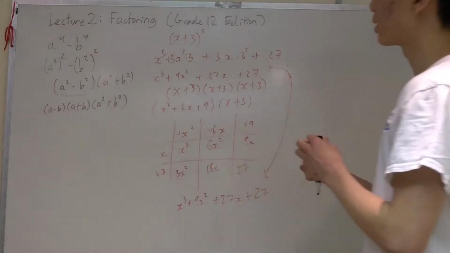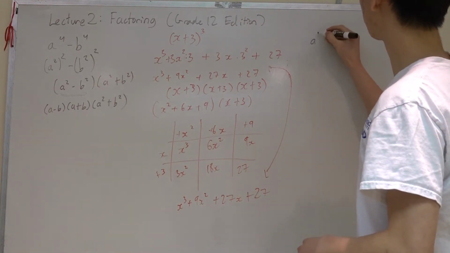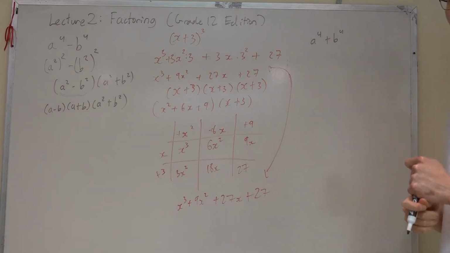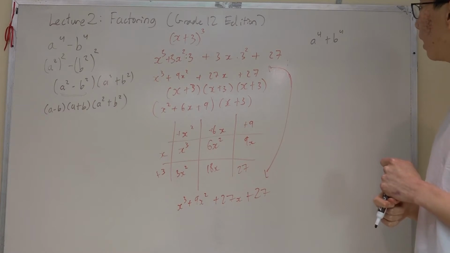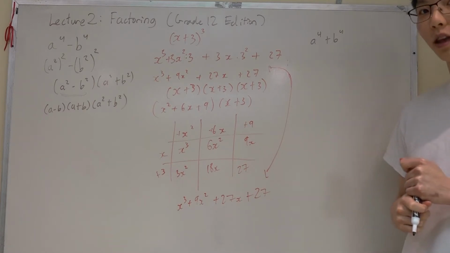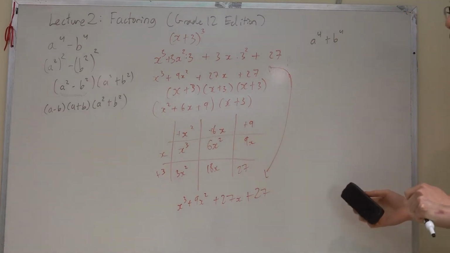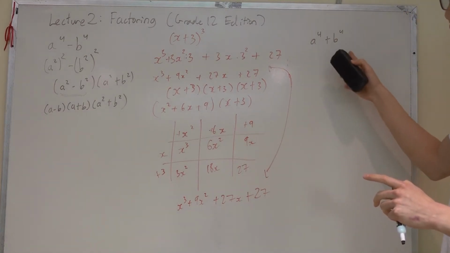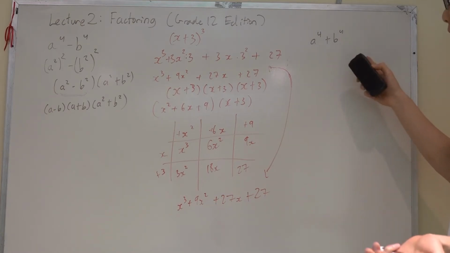My next example is going to look very similar to the first one. It's going to be a to the 4 plus b to the 4. So try and factor this for yourself, see if you can get anything. And I hope you came up with absolutely nothing, because you cannot factor this. Yeah, this is a trick. If you're given something that you can't think of any way of factoring, it's probably because you can't factor it.